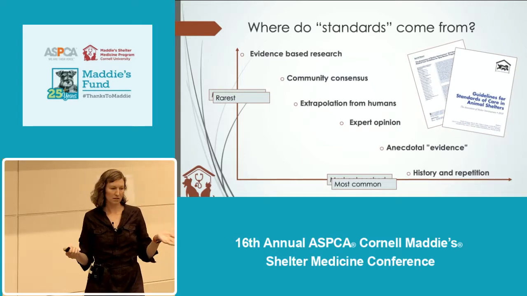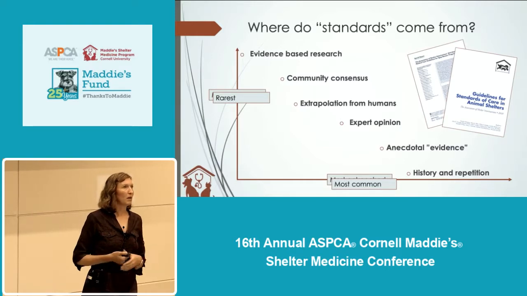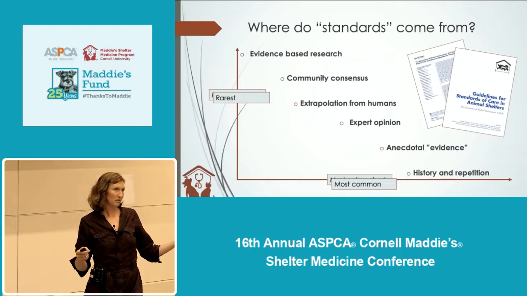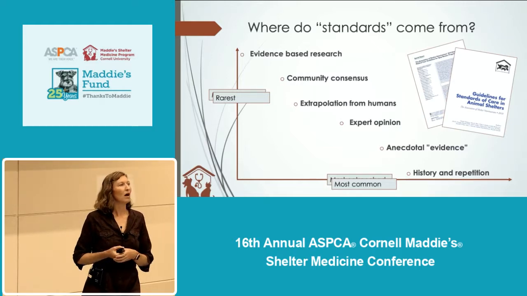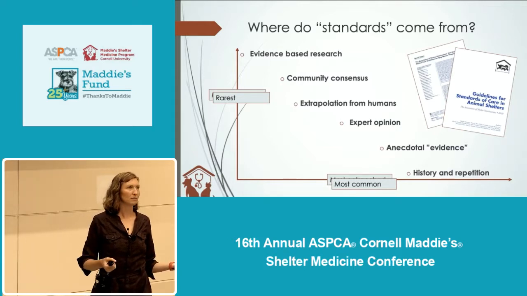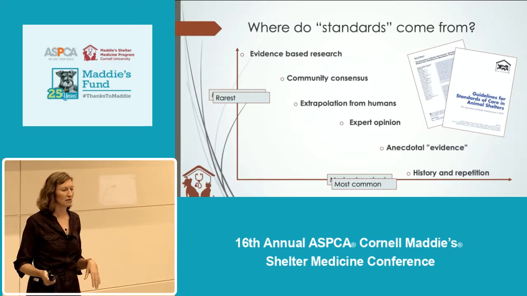And then there's the Guidelines for Standards of Care in Animal Shelters, which I'm sure you guys are all familiar with. But this is basically the minimum standards most of the time, although there are some ideals also in this document, of how we need to operate our shelters in order to meet the welfare needs of our patients. So it's not a best practice, it's a standard of care. Does that kind of make sense?